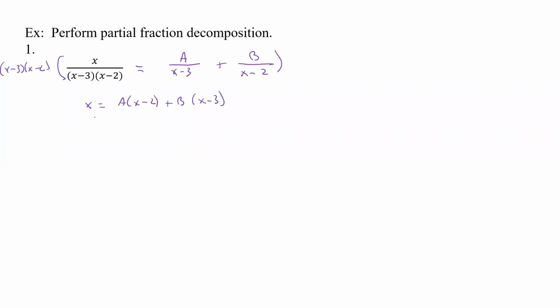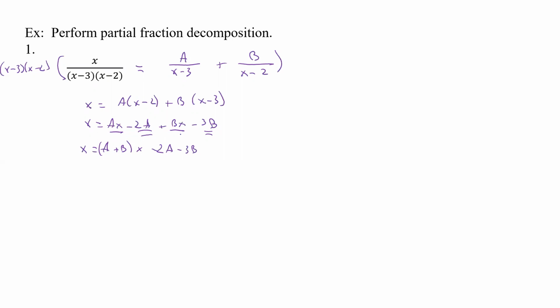Now we have to simplify, so that gives us x equals Ax minus 2A, plus Bx minus 3B. Now we've got like terms. We have our x terms, and we have our number terms, because we don't know what those numbers A and B are. So let's rewrite this as x equals A plus B times x. We're factoring the x out of those two. And then we just have minus 2A minus 3B.